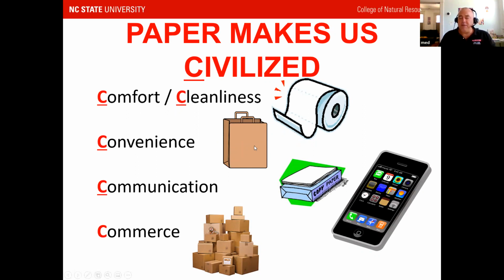Convenience: plastic bags, paper plates, paper cups, all biodegradable. Communication: copy paper will decline, but lots of other communication papers continue to grow. And finally, folks, commerce. Without the corrugated paper box, Amazon does not work very well. Alibaba does not work very well.